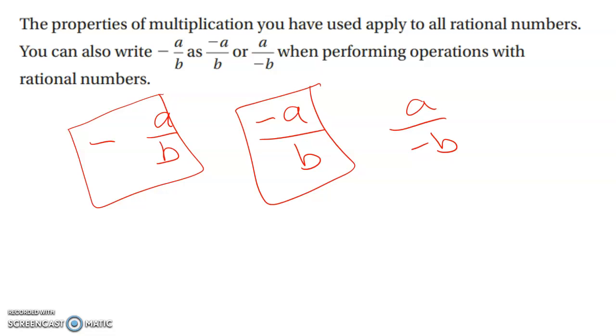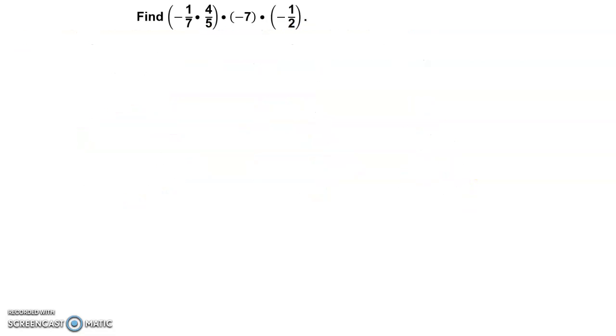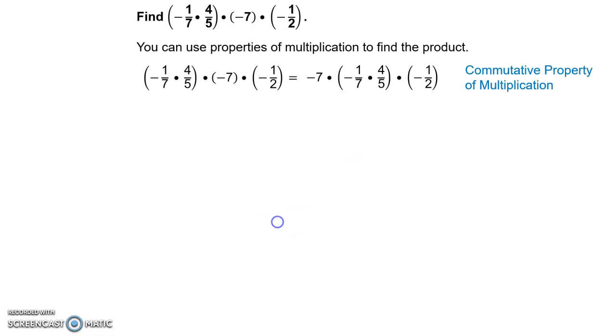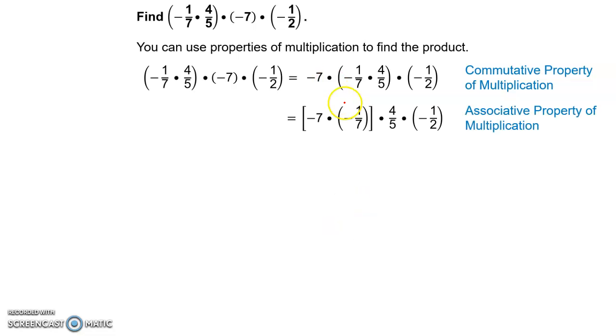So let's look at the example they have in the book. So we have negative 1/7 times 4/5 times negative 7 times negative 1/2. Since it is all multiplication, you can use different properties if you want, where you can move them around. There's more than one way to do it. So what they did was they used the commutative property and moved the negative 7 to the front. Then they use the associative property where they move the brackets, so you actually do the negative 7 times negative 1/7, because those will actually cancel each other out and give you a 1. Two negatives make a positive.